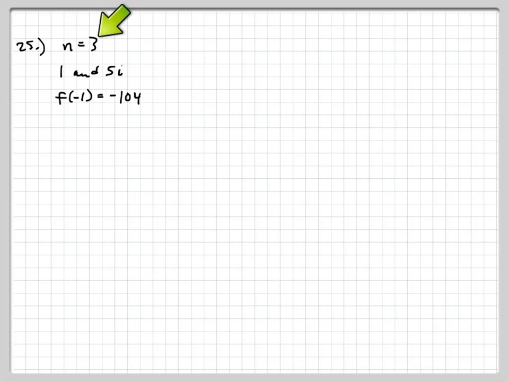n equals 3. That's our degree, so it's going to have a degree of 3. The 1 and the 5i, those are zeros. Let's label that. So these are the zeros for our function. And then right here, this is our function. We don't know what it is, but if we plug in -1, we're going to get negative 104 as our result. So how do we create this?